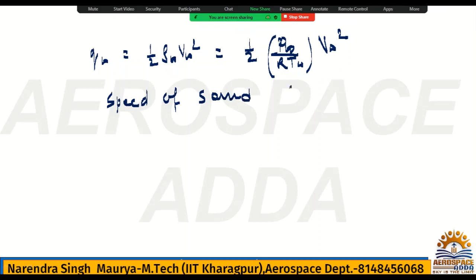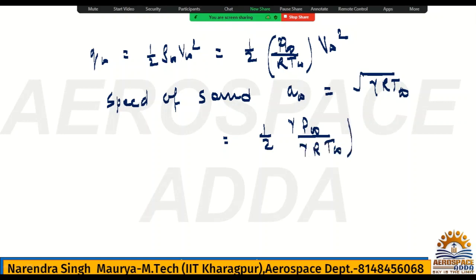A is equal to root of gamma RT. If I say A infinity, so it is root of gamma R T infinity. T is for temperature. You all know this is a very basic formula. So here you can say it is 1 by 2 P infinity divided by, this is what? You just multiply by gamma. So here you may get gamma R T infinity. Here in this equation you have multiplied and divided by gamma.